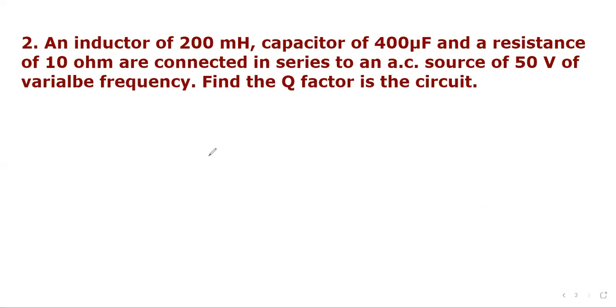An inductor of 200 millihenry, capacitor of 400 microfarad, and a resistance of 10 ohm are connected in series to an AC source of 50 volt of variable frequency. Find the Q factor of the circuit.